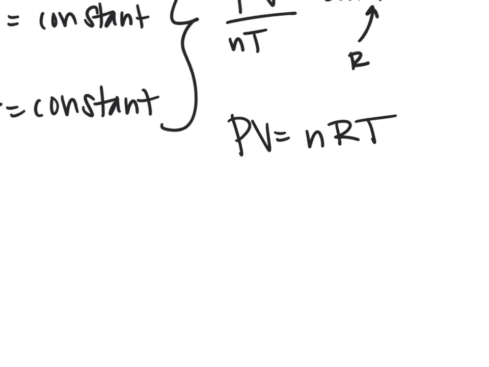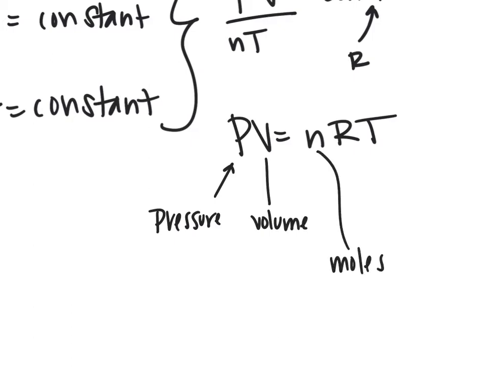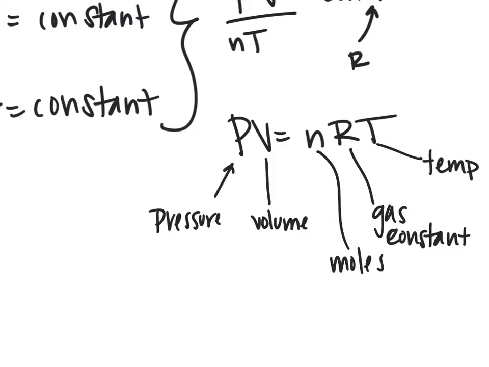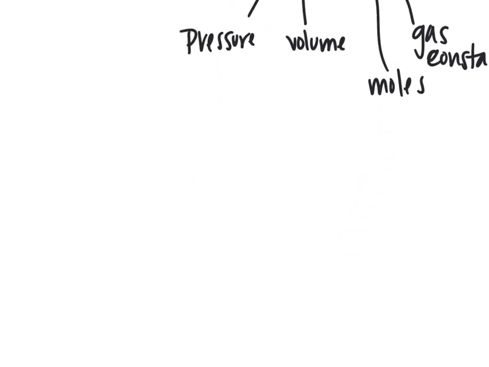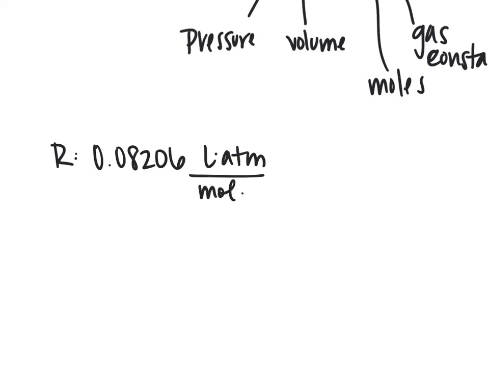nRT, where we have pressure, volume, moles, gas constant, temperature. And so the gas constant comes in a variety of different values. The gas constant that I tend to think about is R equals 0.08206 liters atmospheres per mole Kelvin.